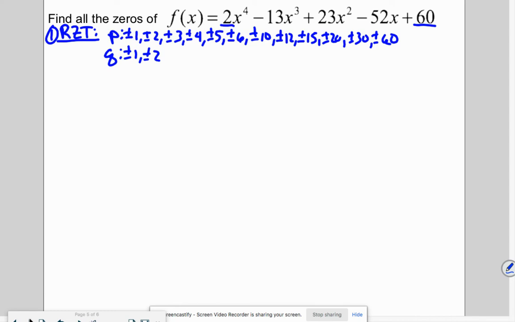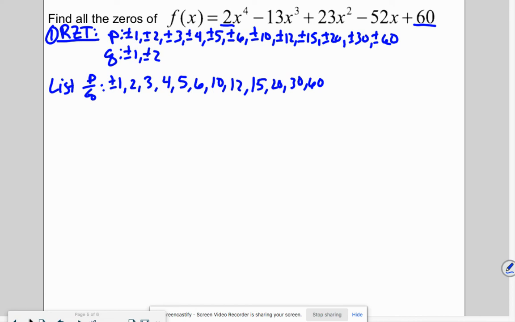All right. So your total list here, your list of P over Q, is plus and minus 1. So all of the P's over 1. So plus and minus 1, 2. I'm actually just going to erase the plus and minus and just know it's there, just to make this a little easier to read. So plus and minus 1, 2, 3, 4, 5, 6, 10, 12, 15, 20, 30, 60. And then 1/2.